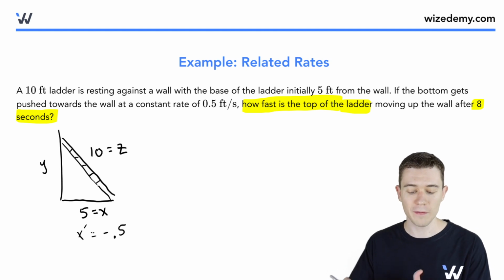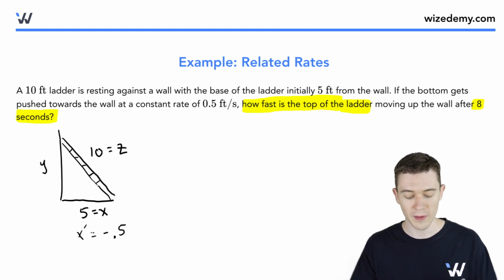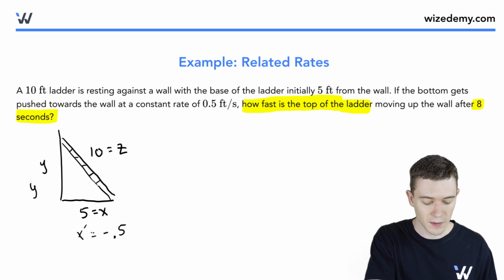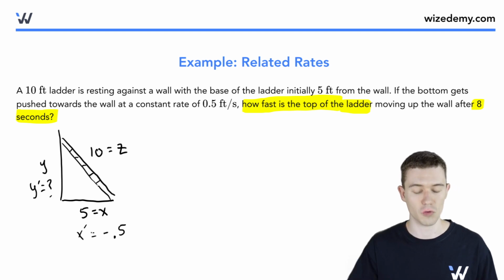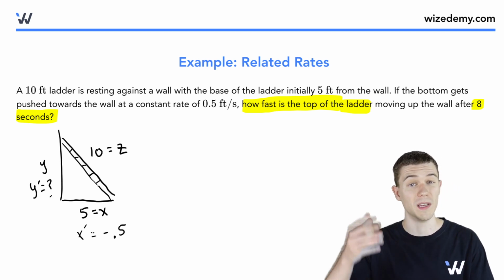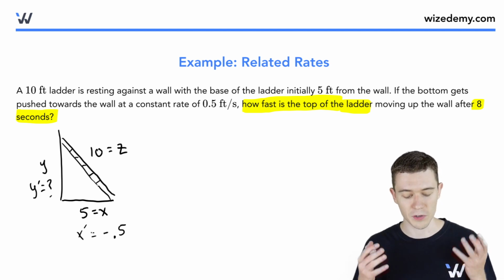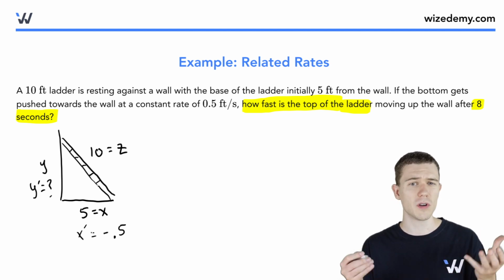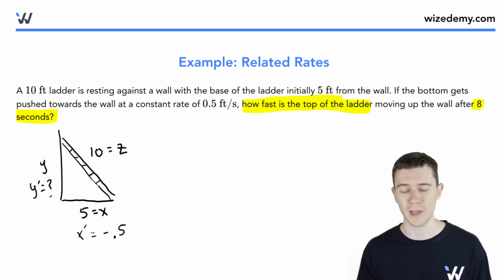Now, what rate are we asked for? We're asked for how fast is the top of the ladder moving. In other words, what's the y derivative? How fast is the ladder moving in the y direction after 8 seconds? We have a picture and it's labeled, we need an equation relating everything.